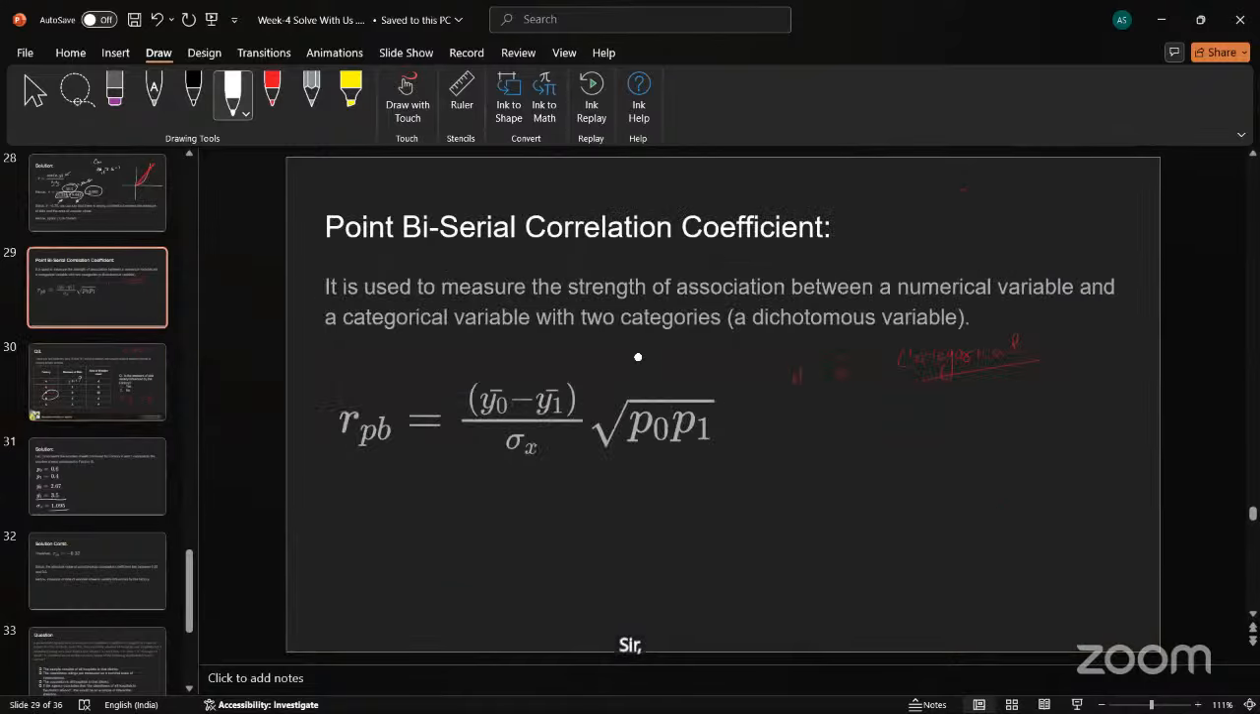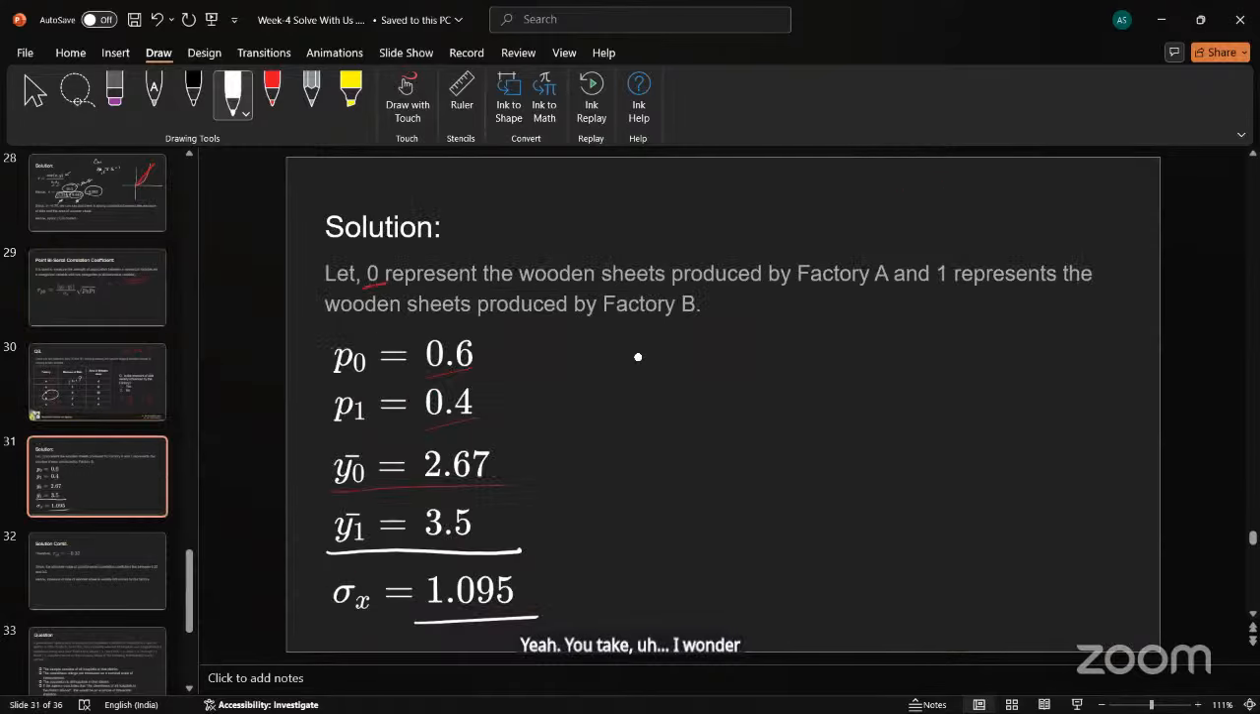Sir, let me check it. Standard deviation. Yeah. Obviously, we are confused with n and n minus 1. Here, where we put this symbol, we always produce with n. Sir, I took n minus 1. What did it come to? Did it come 1.095? The person who took n minus 1, what was the standard deviation?